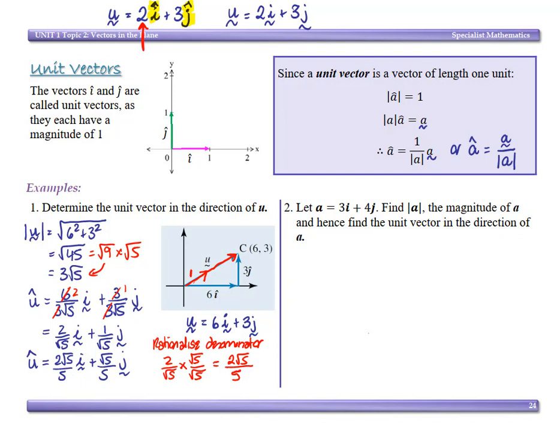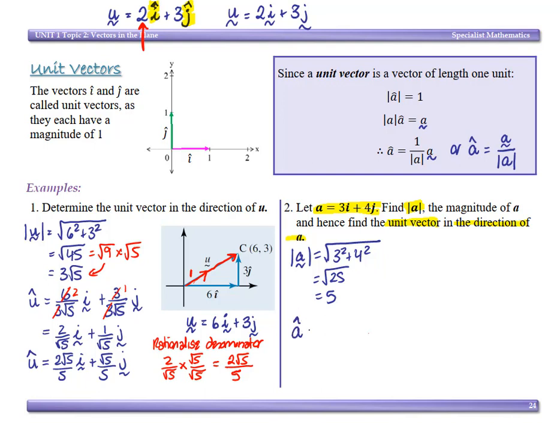So this one says let A equal 3i plus 4j, find the magnitude of A, and hence find the unit vector in the direction of A. So we want the vector that's in the same direction as A but with magnitude 1. So we need to start by finding the magnitude of our vector. So that's the square root of x squared plus y squared. So square root of 3 squared plus 4 squared, which is square root of 25, which is 5. You might have realized that's a 3, 4, 5 triangle and been able to write that magnitude straight off.